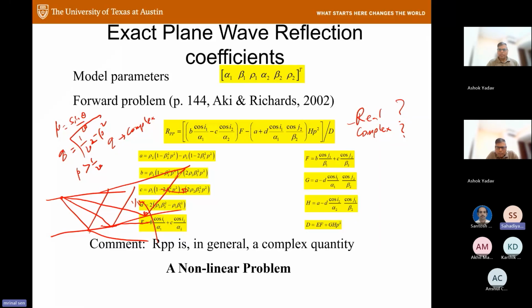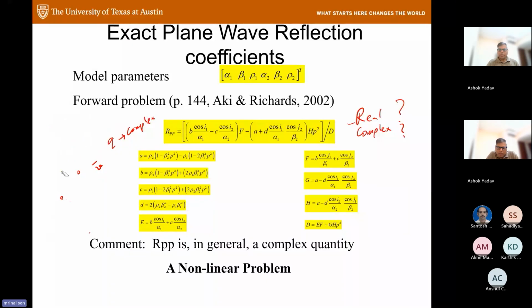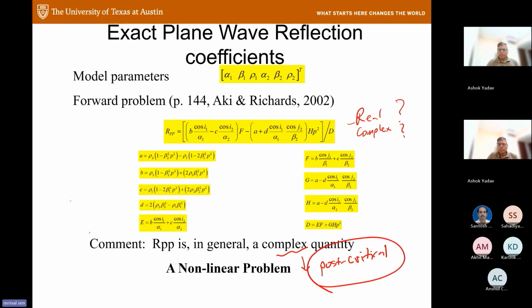And there Q becomes complex. And in that case, what you have is something called evanescent waves. And there is a phase change in the reflection coefficient. So your Zoeppritz reflection coefficients are complex. They are real only within the pre-critical zone. They are complex in post-critical, okay? So you will see a change in phase as you go to post-critical, okay?